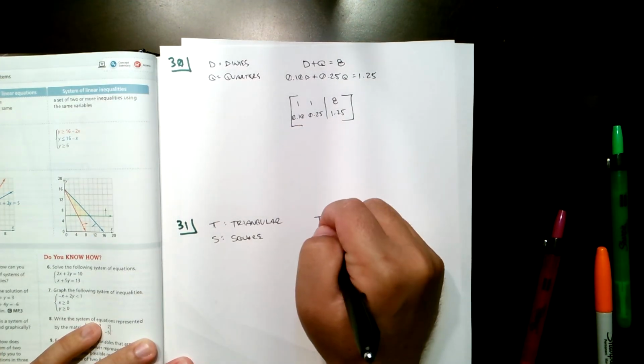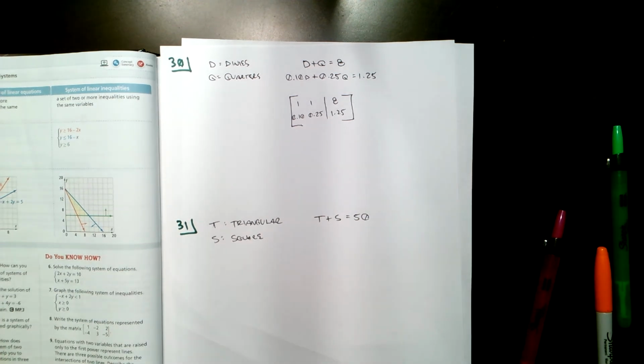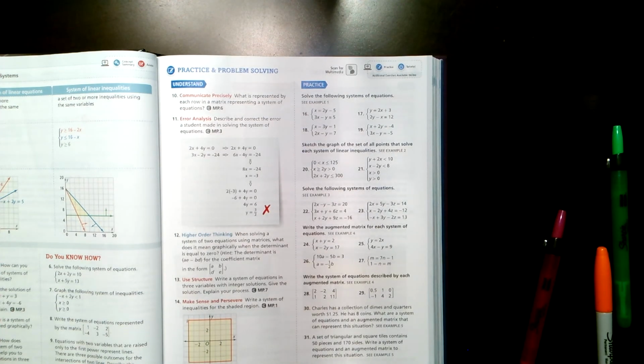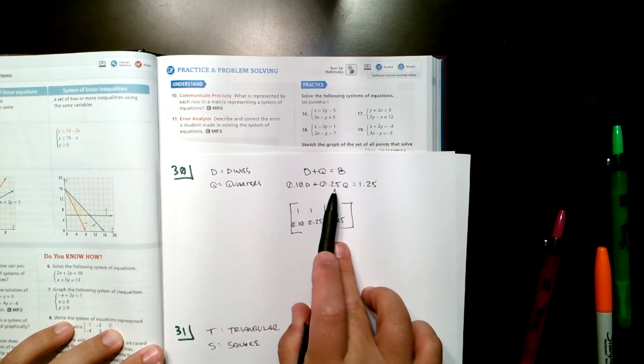T is triangular. S is square. It's telling me I've got 50 of those. So a lot like number 30, since I have 50 of those tiles, I can just take the number of triangular plus the number of square, and it should give me a total of 50 tiles.